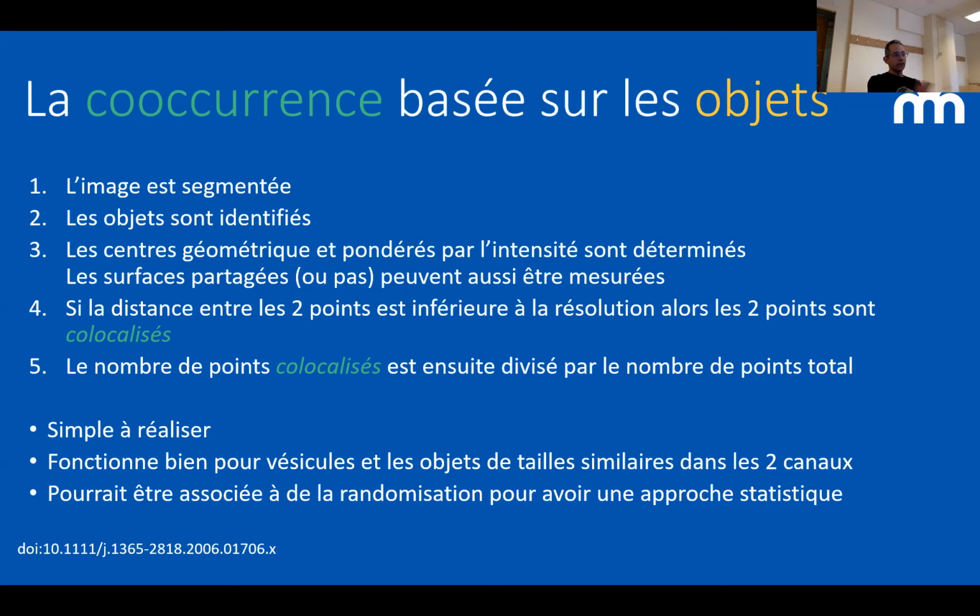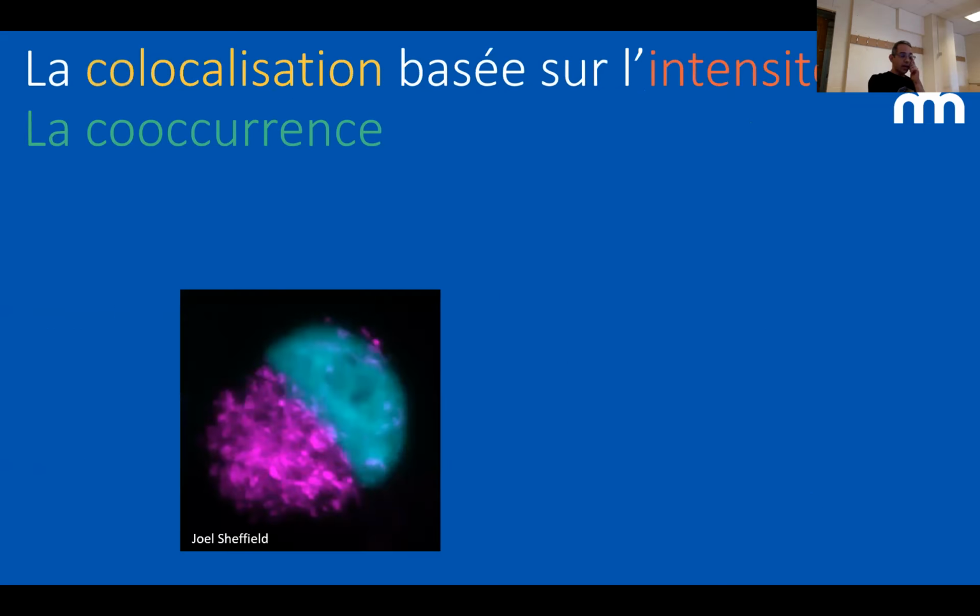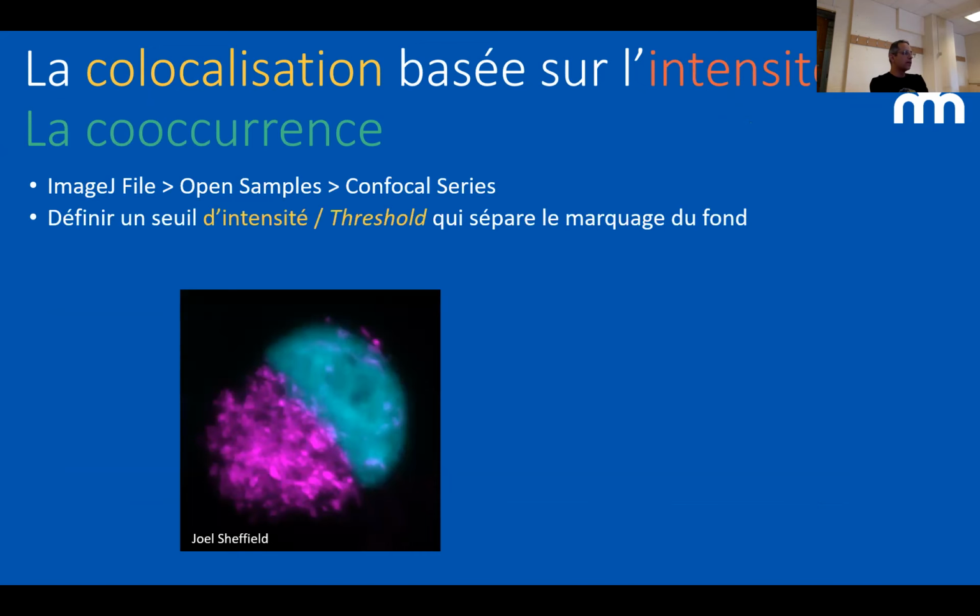And you can actually associate them with a randomized technique. You can have a statistical approach, but I won't talk too much about it. It's an example of an image you can find in ImageJ. It's called Confocal Series. It was provided by Joel Sheffield.